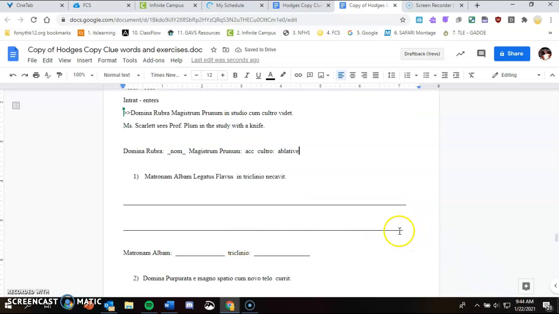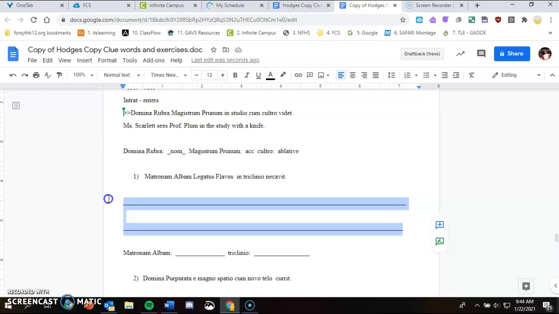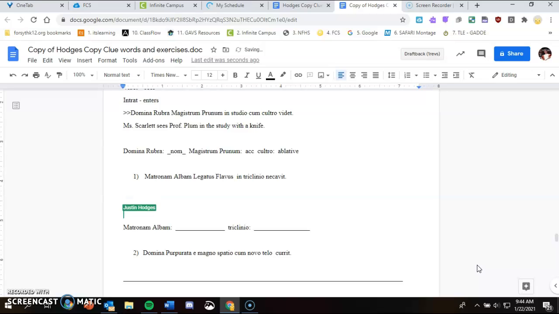All right. So technically number 1 here, or I guess technically number 2, but it says number 1. We have Matronam albam legatus flavus in triclinio necavit. Who's doing the action? Is it Mrs. White?